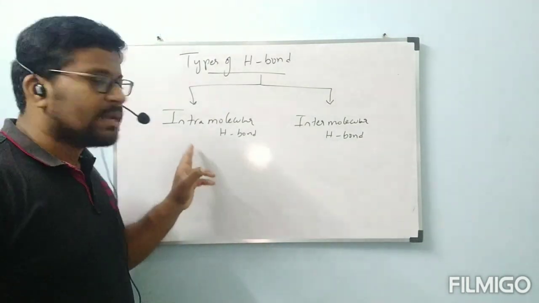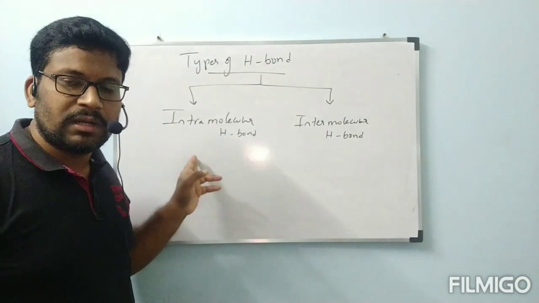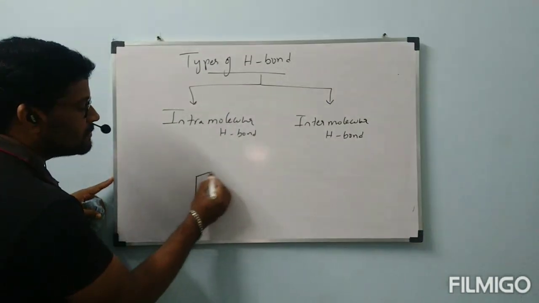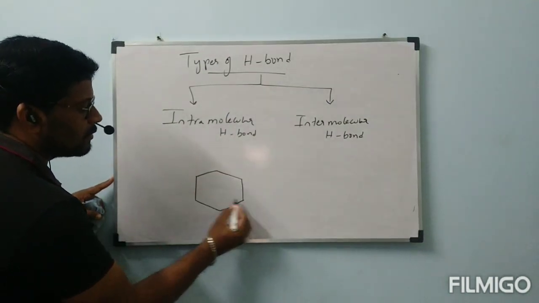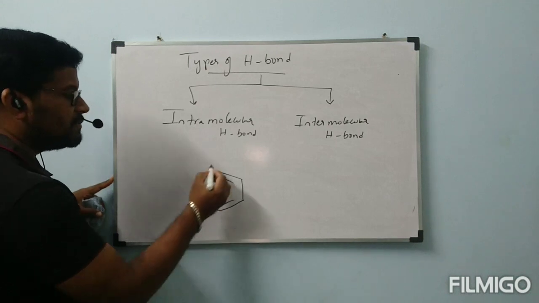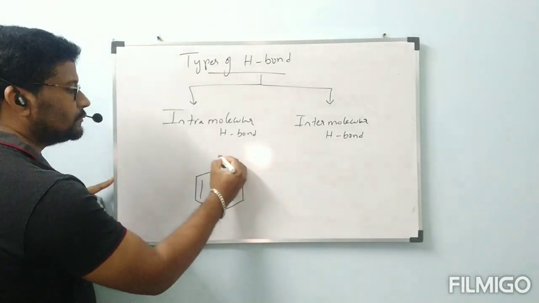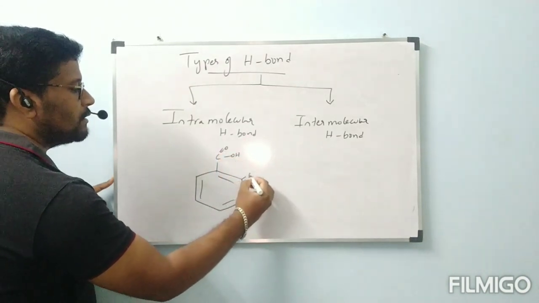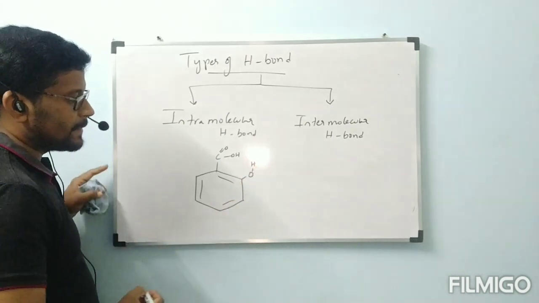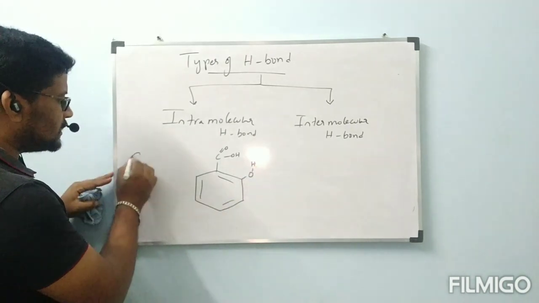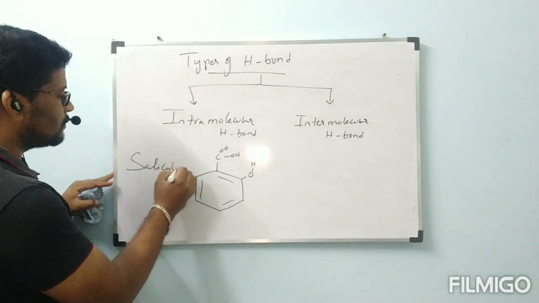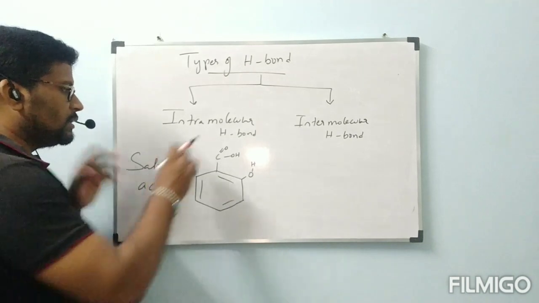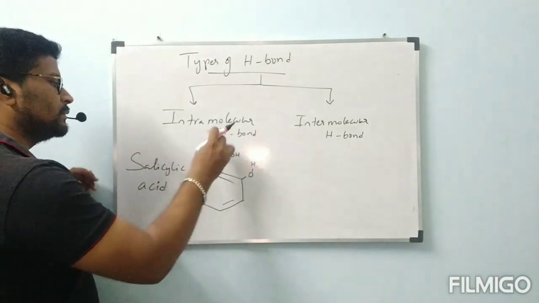Now, which type of example will be given for intramolecular? That we get in organic chemistry. This is a benzene ring. This benzene ring contains C double bond O, OH, and here OH. The name of this compound is salicylic acid.